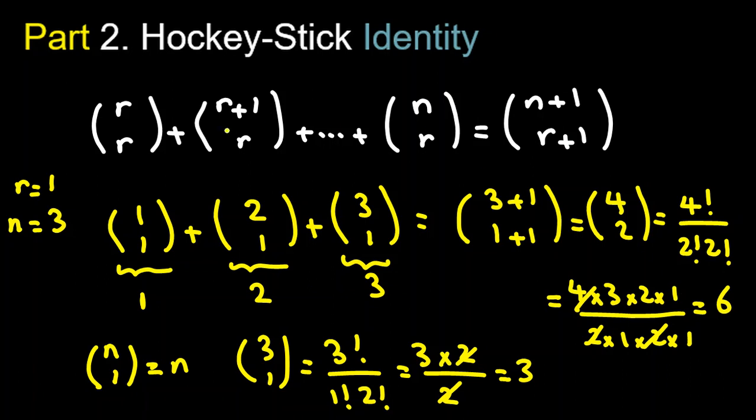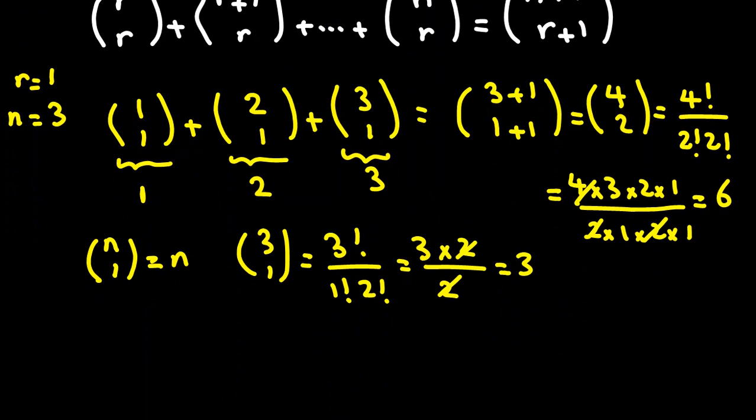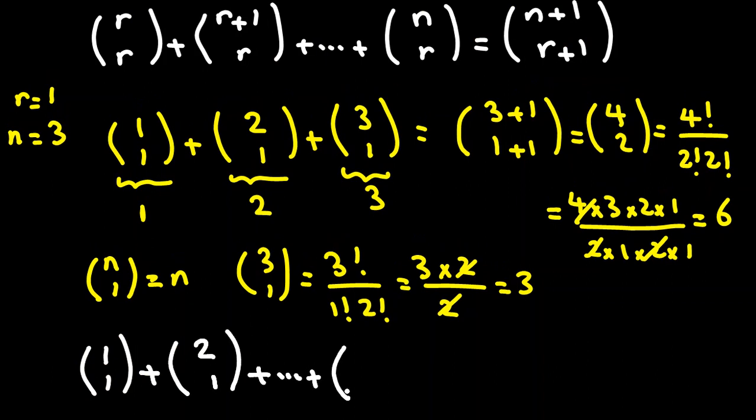So, Chu-Shih-Chieh identity is so much useful. Let me tell you another application. We want to prove some famous identity, you see. That identity you saw before, but it is a special case of hockey stick identity. How? You say 1 choose 1 plus 2 choose 1 plus up to n choose 1. By Chu-Shih-Chieh identity or hockey stick identity, it will be n plus 1 choose 2.